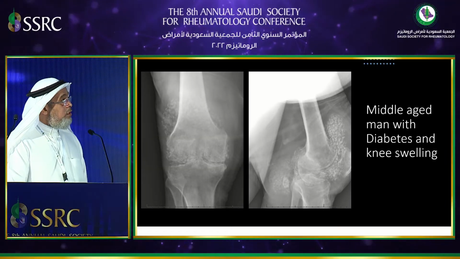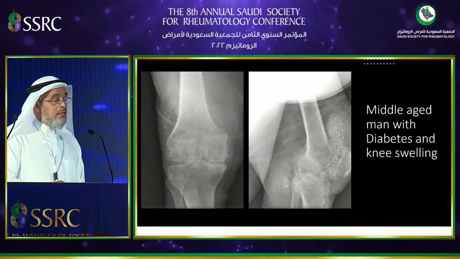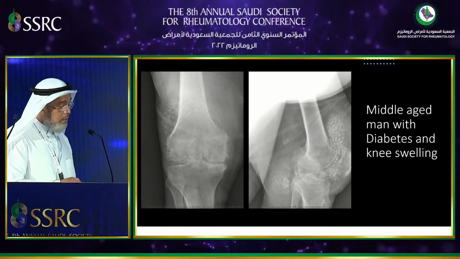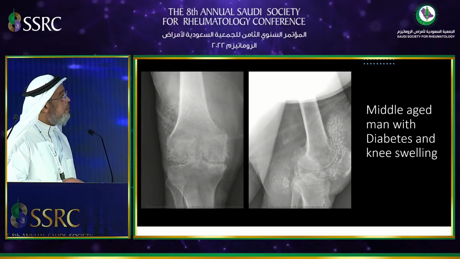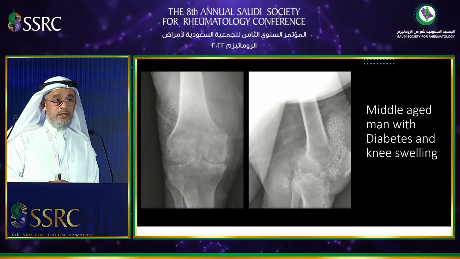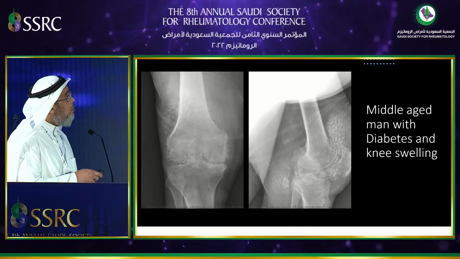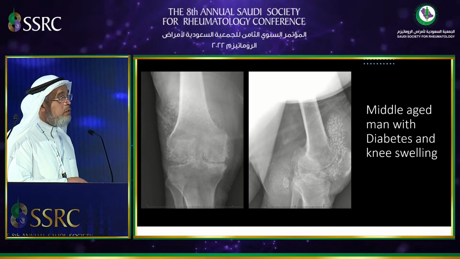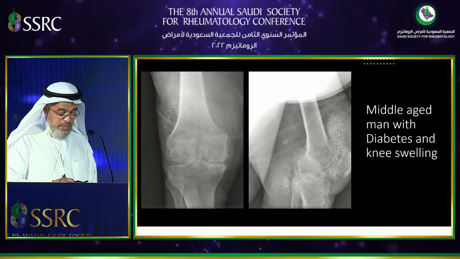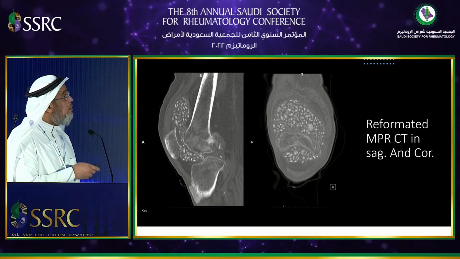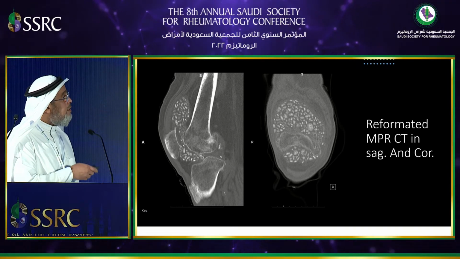A middle-aged patient with diabetes and swelling of the knee. These are the X-rays. What you really see here are multiple innumerable calcified particles or loose bodies. These are all over, from the anterior, superior, and also the posterior aspect of the knee. This is the coronal and sagittal format.